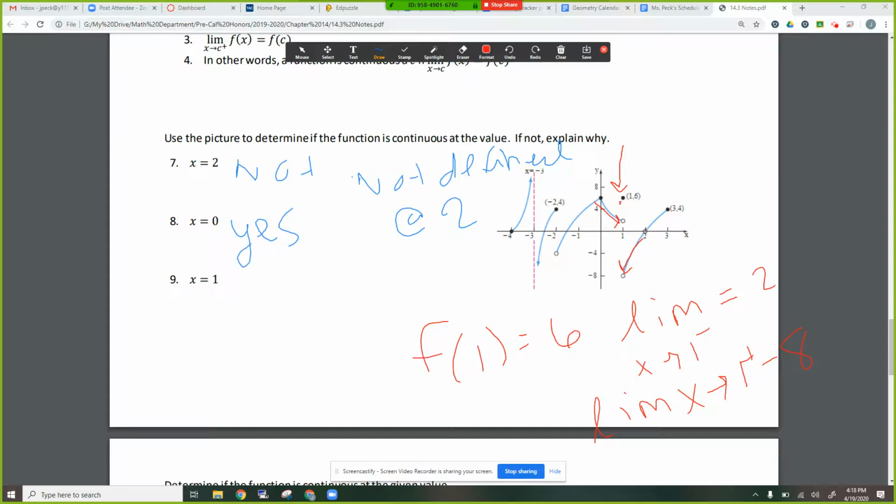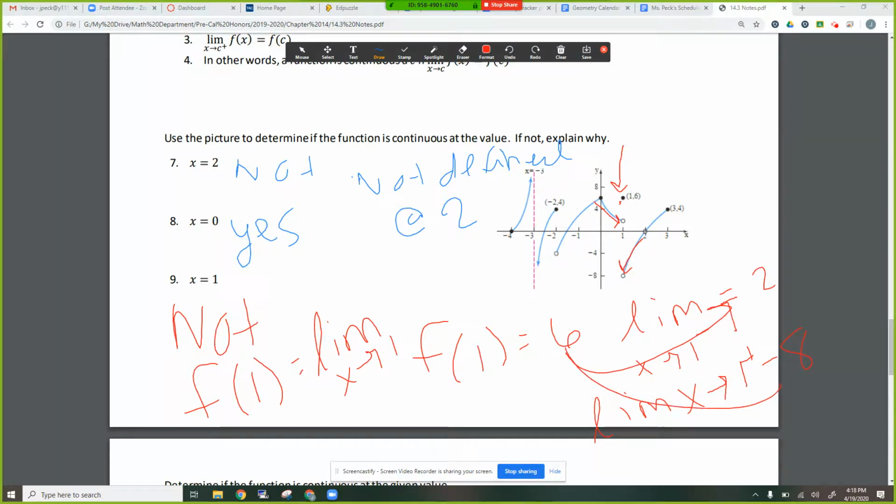So are 6, 2, and negative 8 all the same number? Well, no, they're not the same number, so this is not continuous because f of 1 does not equal the limit as x approaches 1. Okay, so because 6 is not the same as 2, which is not the same as negative 8, then we say it is not continuous.